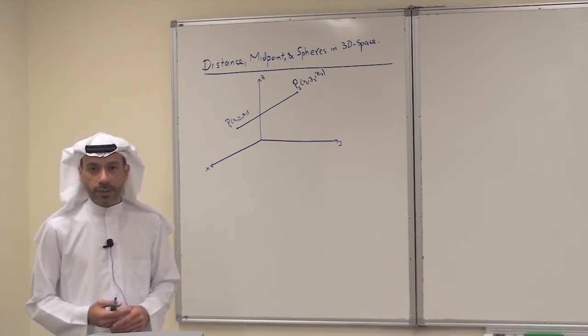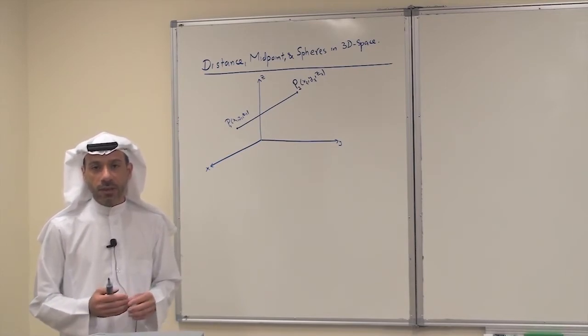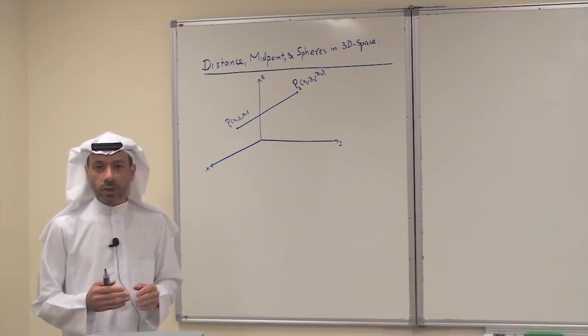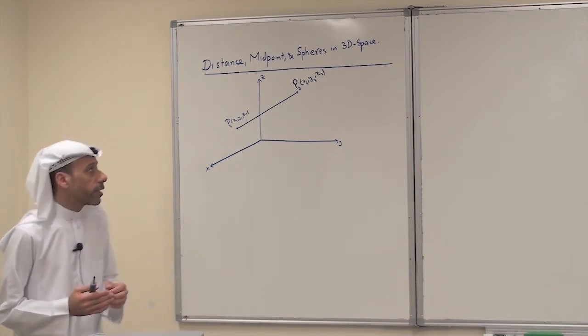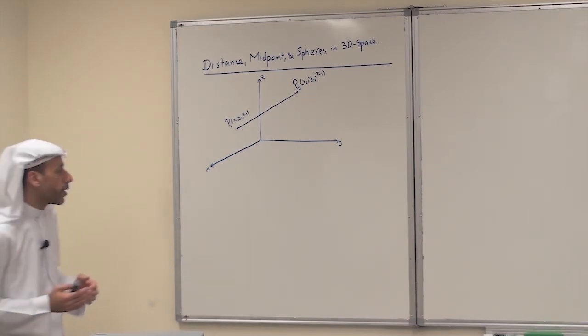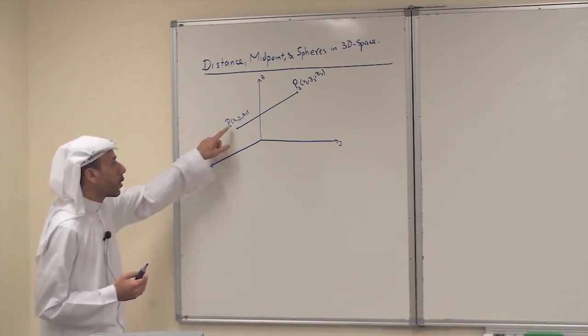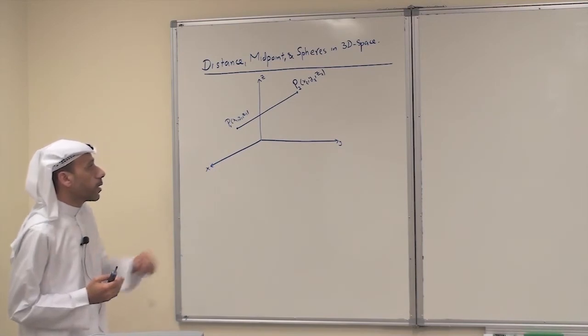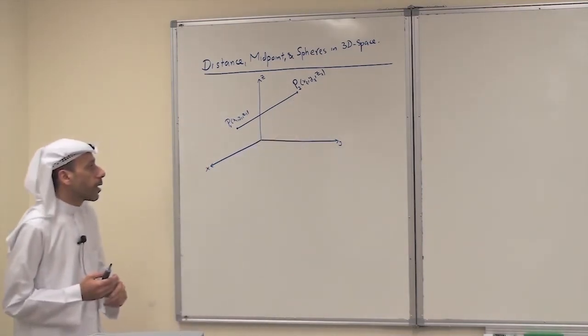In this video, we will discuss distances, midpoints, and spheres in the three-dimensional space. And in fact, we will see that these notions are just generalizations of what we have in the two-dimensional space or in the plane. So let's just start with two points in the XYZ space, or in the three-dimensional space: P1 with the coordinates X1, Y1, Z1 and P2 with coordinates X2, Y2, Z2.